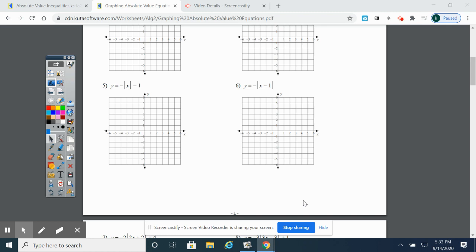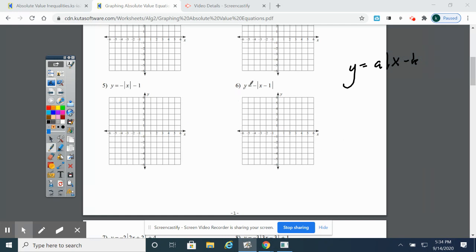All right, to start this, I want to review the A, H, and K and how to graph absolute value equations. For this one, we'll do number 5, y equals the negative absolute value of x minus 1. Remember, the equation overall looks like this: a absolute value, x minus h.